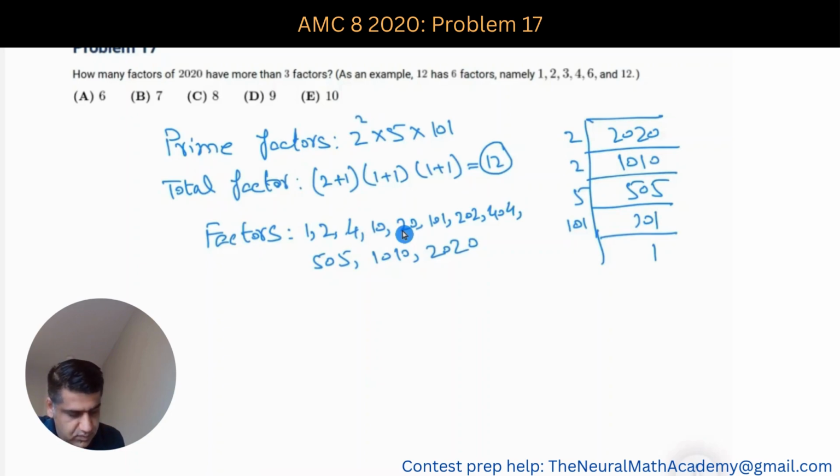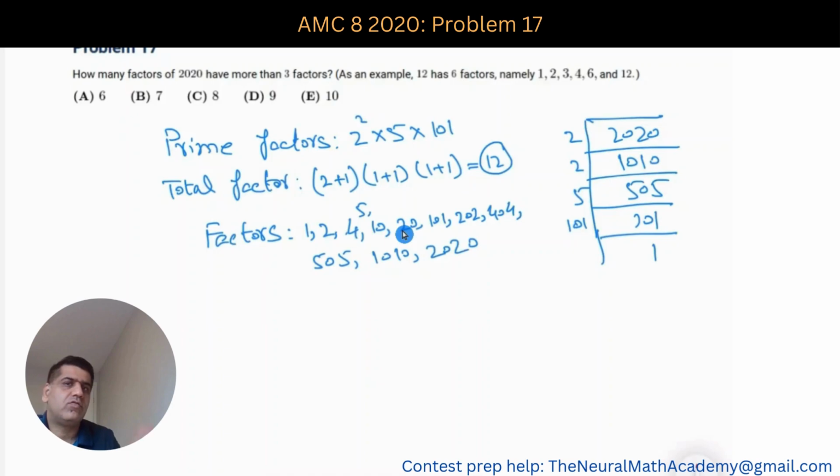So I think I missed one of them. 1, 2, 4. Oh, sorry, I missed 5. Okay, 5 was one of the factors. So now the total factors that I have are 12 factors. Now I have to check how many of these factors have more than 3 factors.